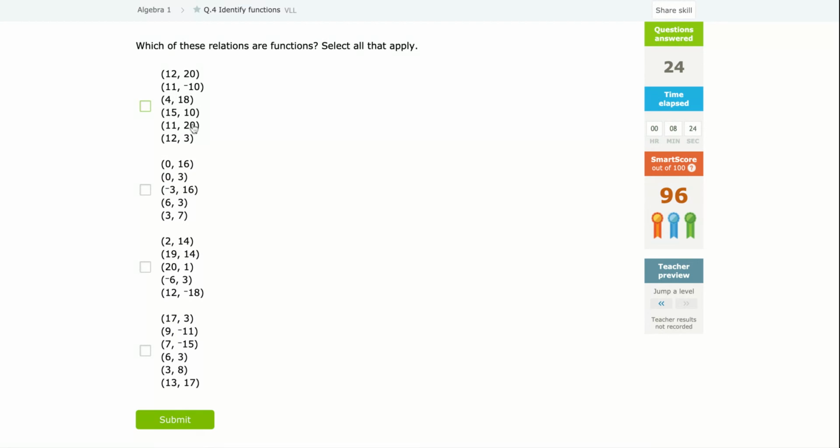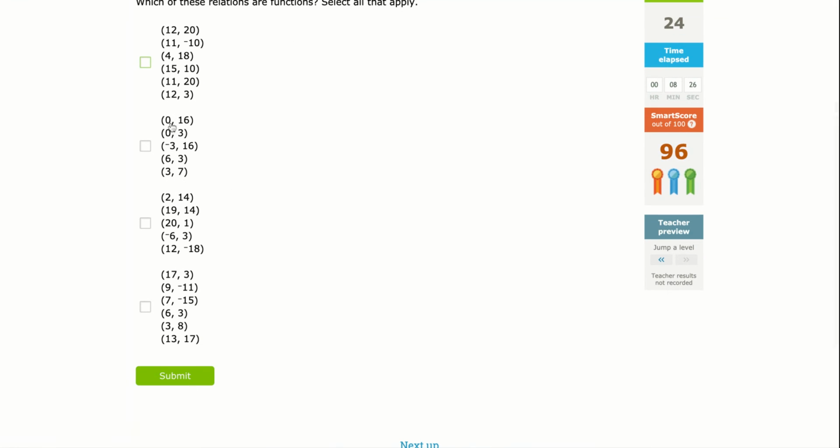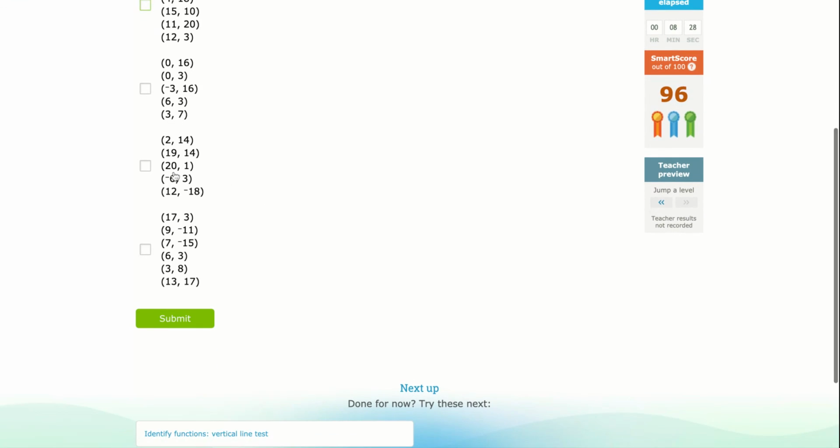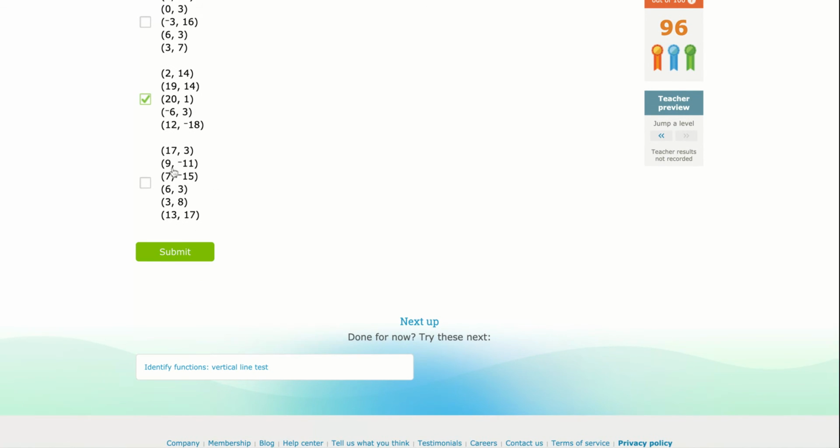2 11s going to different y's. It's not a function. 2 zeros, not a function. I don't see any repetition in x. That's a function. 13, 3, 6, 7, 9, 7. No repetition in x. That's a function.